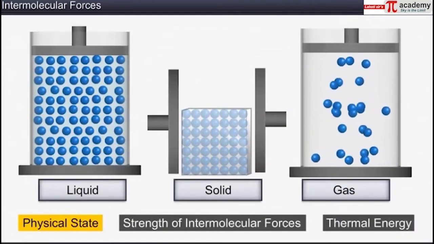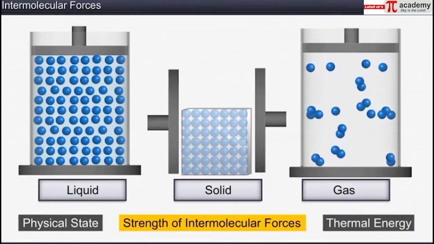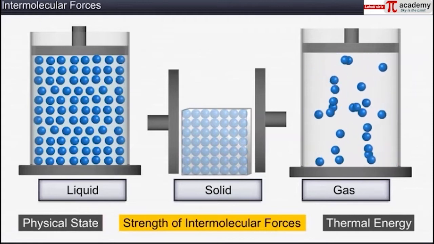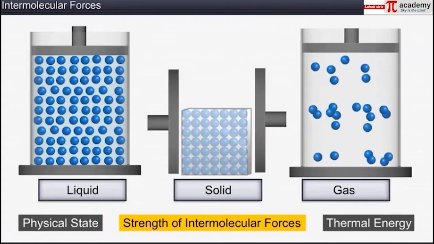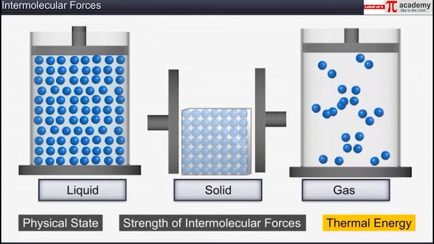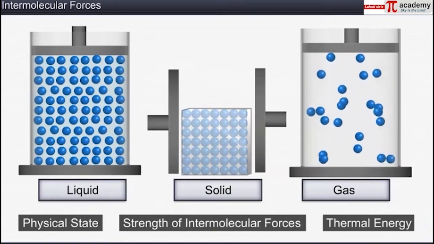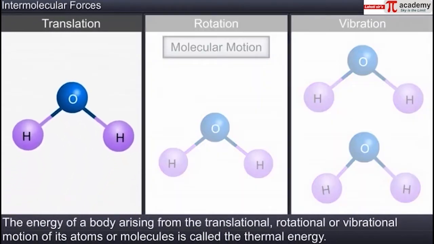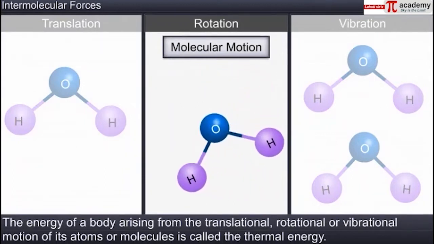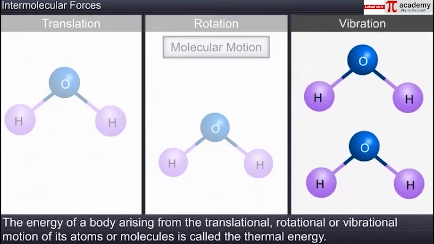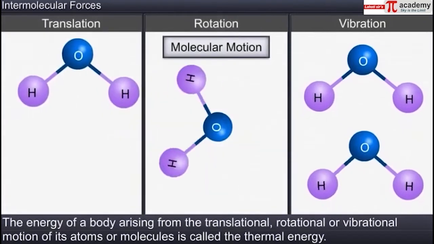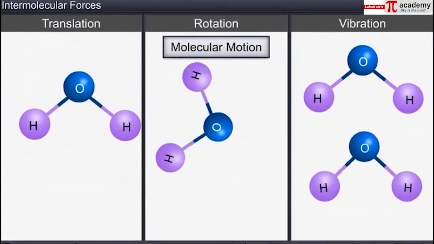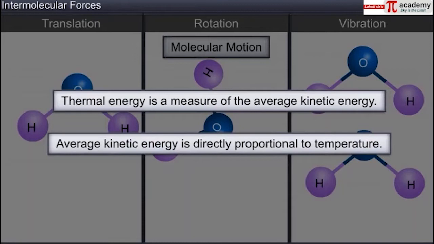The physical state of a substance not only depends on the strength of intermolecular forces that exist between its atoms or molecules, but also on the thermal energy of atoms or molecules. The energy of a body arising from the translational, rotational, or vibrational motion of its atoms or molecules is called the thermal energy. It is the measure of the average kinetic energy of the constituents of the matter and is directly proportional to temperature of the substance.